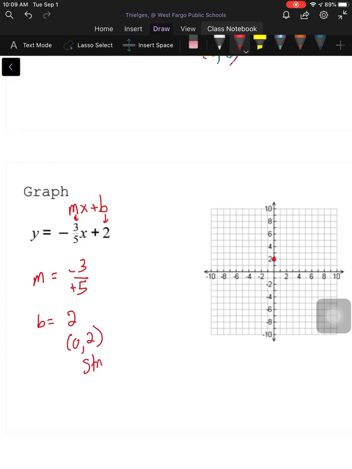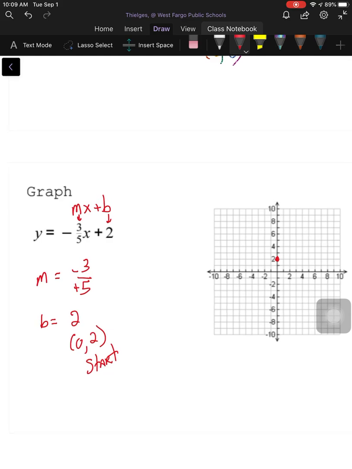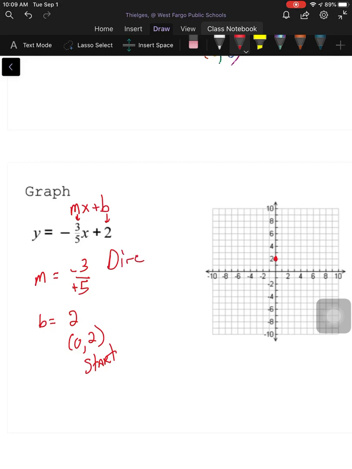Here's my starting point when I graph my line. And this slope would be like my directions. Since that top number is negative, I'm going to go down 1, 2, 3, and over 5 to the right: 1, 2, 3, 4, and 5. And there's the next point of my line. So I can connect those. Or I could go up 3 and then over to the left 5: 1, 2, 3, 4, 5. And there is the graph of that line in slope-intercept form.